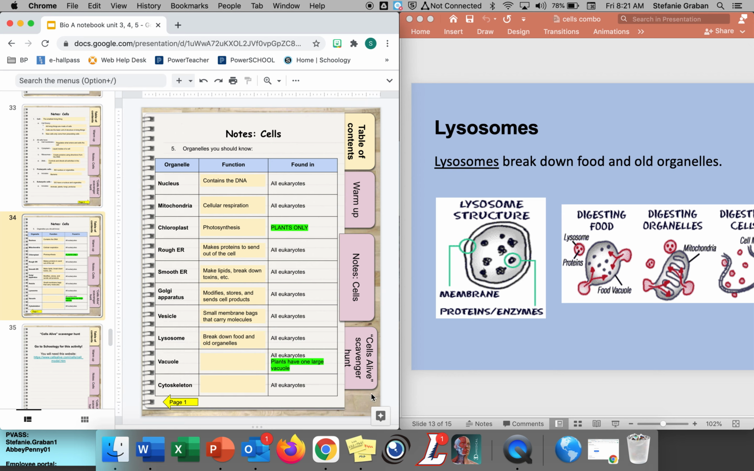They're kind of like the janitors, the custodians of the cell. They go through and clean stuff up.